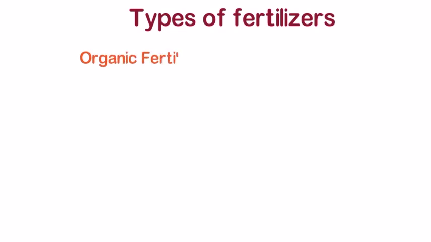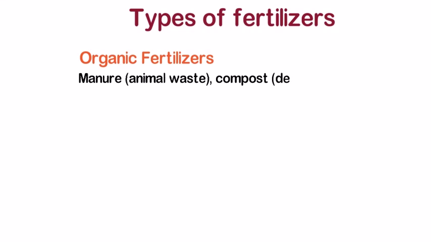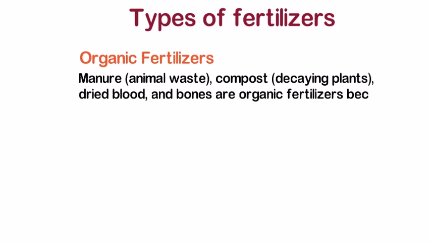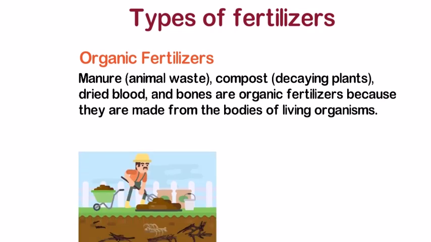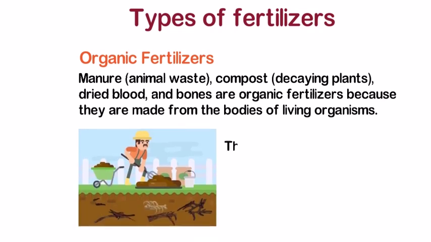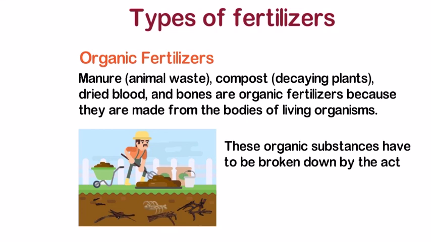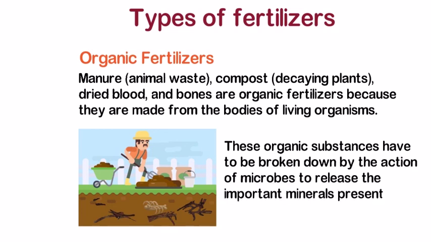Types of fertilizers. Organic fertilizers. Manure, animal waste, compost, decaying plants, dried blood, and bones are organic fertilizers because they are made from the bodies of living organisms. These organic substances have to be broken down by the action of microbes to release the important minerals present in them, so they act slowly.